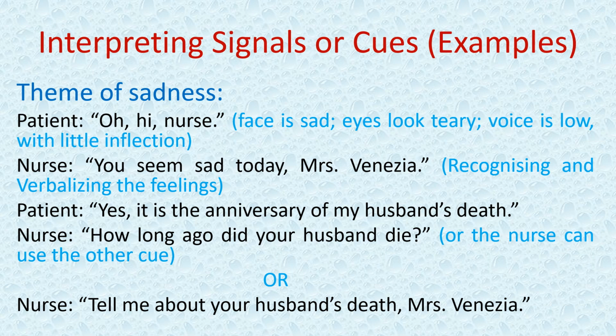Further, the patient says, "Yes, it is the anniversary of my husband's death." So one can respond, "How long ago did your husband die?" So the nurse can use the other cues, and this is confirming the timeline of the events. Or one can respond, "Tell me about your husband's death." This is an open-ended question to explore the situation at that time.